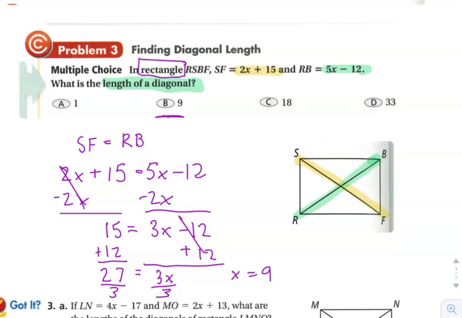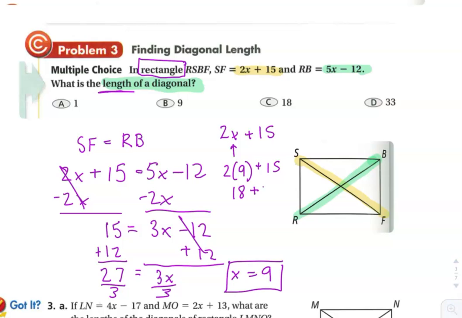Don't say it's 9. Make sure you read the question carefully, guys. So look at it. We're trying to find the length of the diagonal, so you just need to plug this in to either expression, either the 2x plus 15 or the 5x minus 12. I'll do 2x plus 15. That looks a little bit friendlier. So I'll plug in 9 here. 18 plus 15 is 33. Right? So making sure to set up and solve your equation correctly, but also make sure you're answering the correct question.